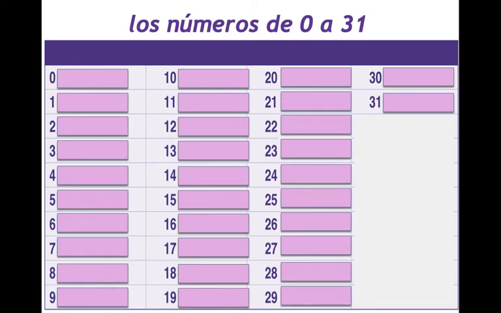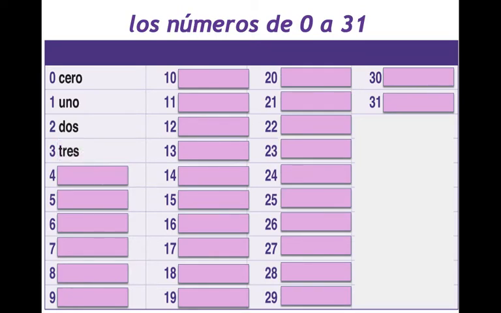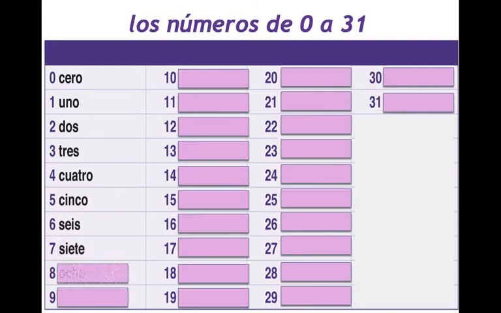Muy bien, los números de 0 a 31. Let's just say them together. Ready? 0, you say it first. 1, 2, 3, 4, 5, 6, 7, 8, 9, 10. I hope you're saying them before me.